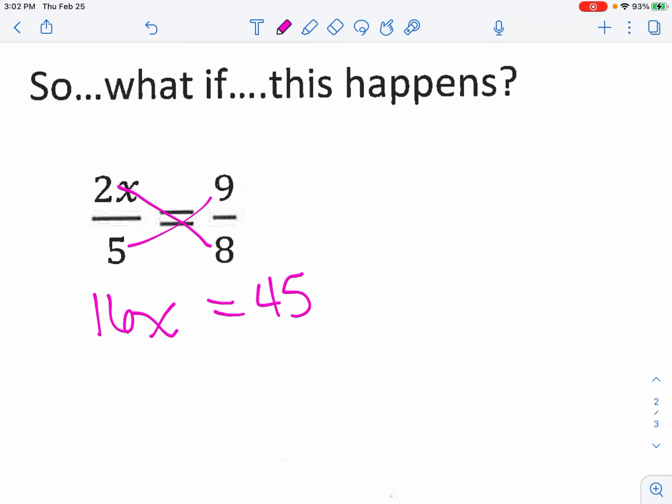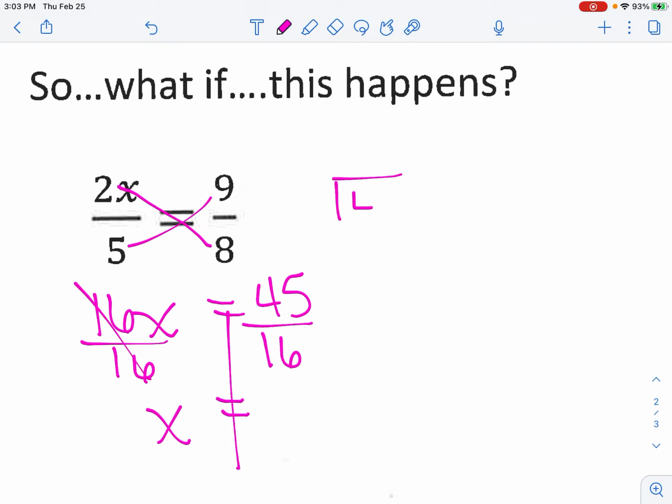If you see something unfamiliar, just go back to the basics. Go back to what you know and go one step at a time. Draw your mirror. Divide the left by 16. Divide the right by 16. This is going to have a remainder. So come up here and show me 45 divided by 16.